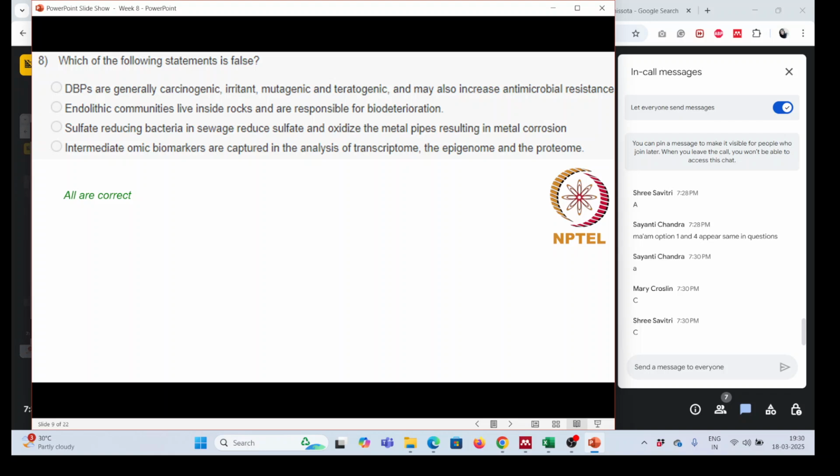All the options are correct. Okay. DBPs are carcinogenic, irritant, mutagenic, and teratogenic. May also increase antimicrobial resistance. That option is correct.